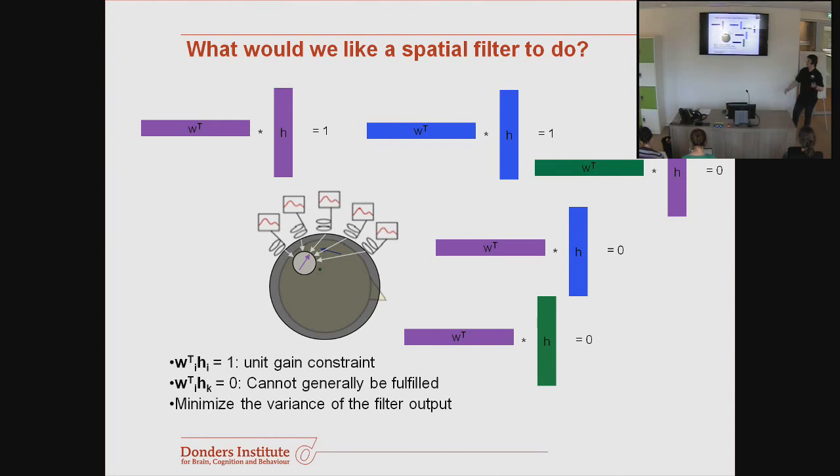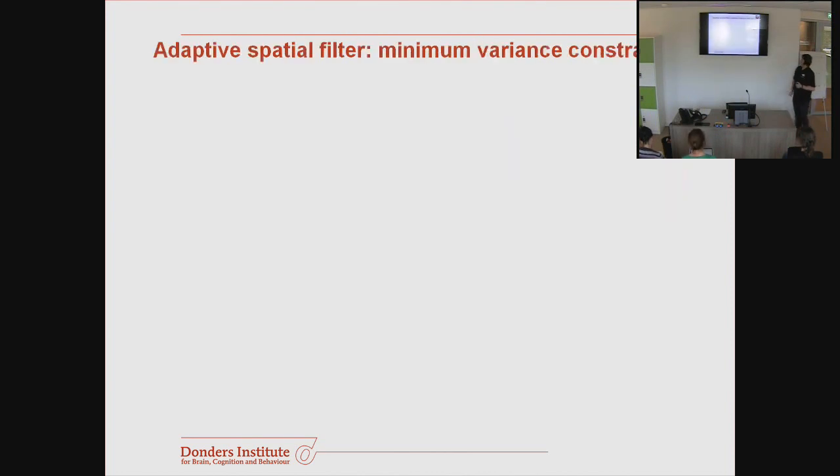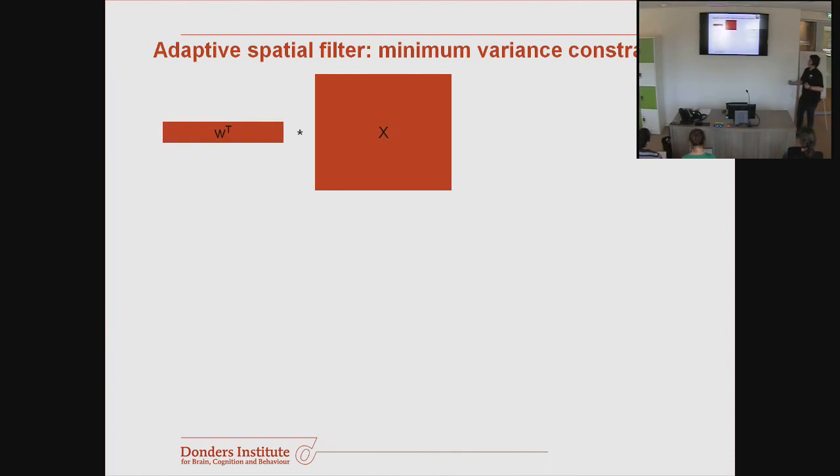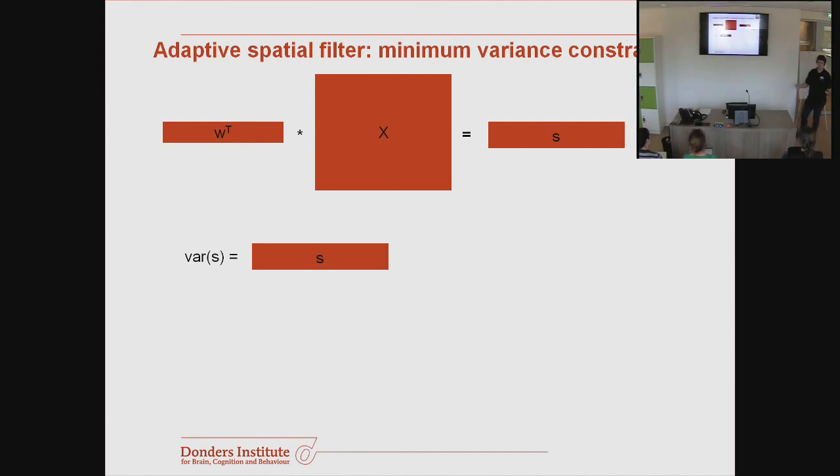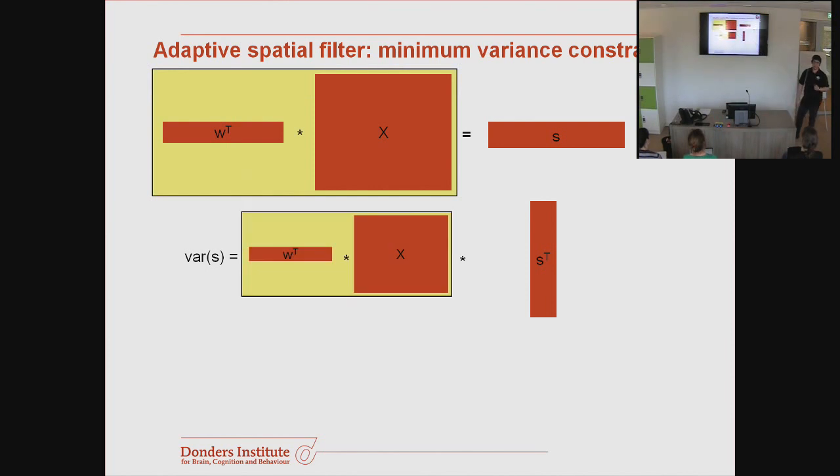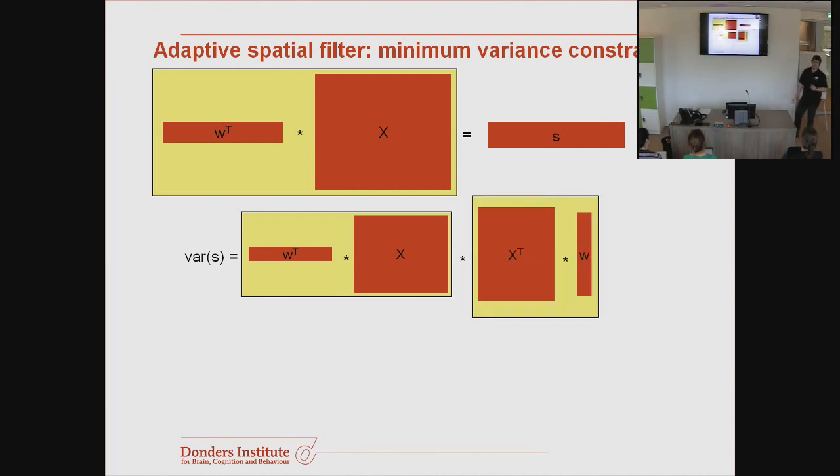But now you're looking at that slide, and I bet you're thinking about how I'm going to minimize the variance. This is how. So again, our situation is W transpose times data is equal to our source. So the variance of that source time series is basically the time series times the time series transpose. So this is the power, or the variance, of S. So now S is equal to this. So you take this and put it there. And since S is equal to this, you can take it here, just transpose it, and put it here.